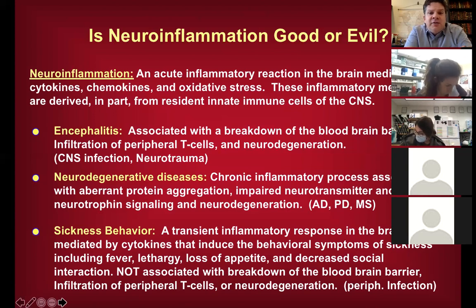Our bodies are built to tolerate this level of inflammation so that the two systems can communicate, right? So when you think about the word neuroinflammation from now on, try to put it into the context of which you're talking about.